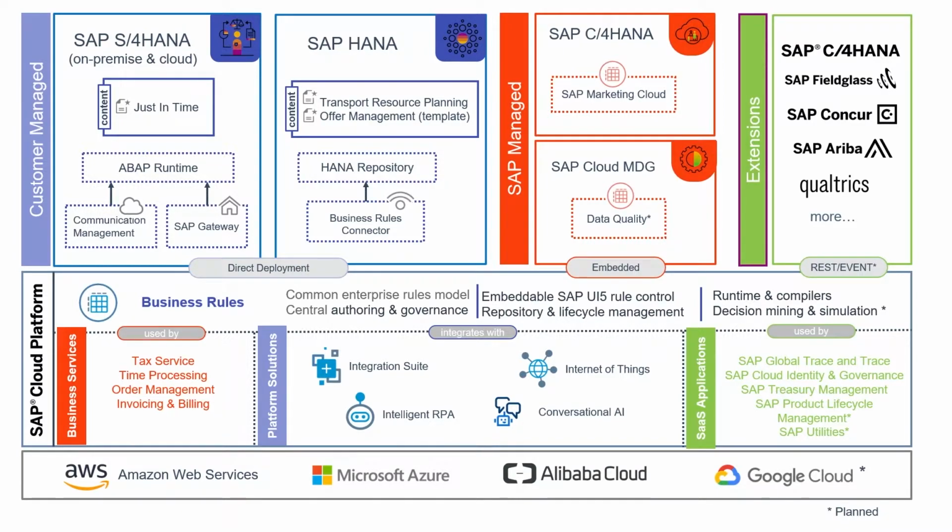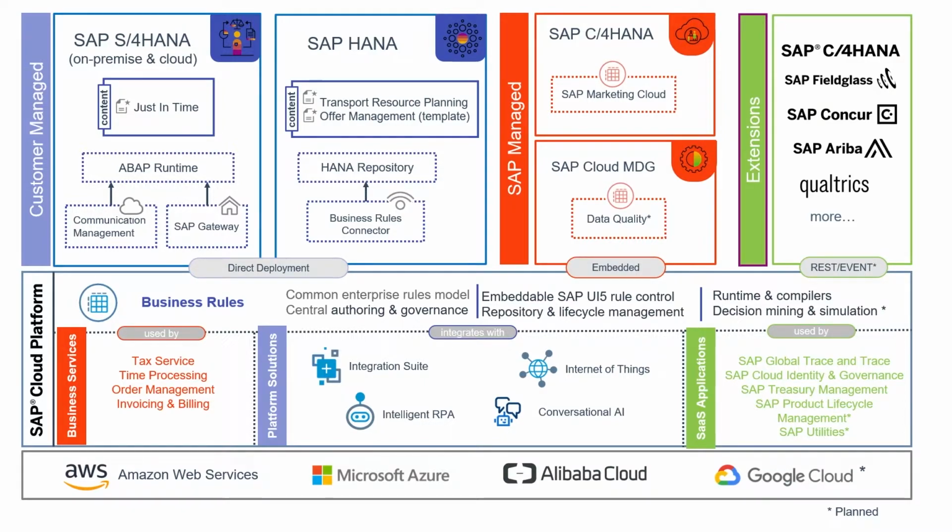Then you've got some more stuff which is running on the SAP Cloud Platform. So for example, the text service or the time processing service, as well as, it's wrong on this slide, but the SAP Global Track and Trace, the SAP Cloud Platform Identity and Governance are, for example, using business rules. Speaking from my area, SAP Utilities is also planning on heavily using the SAP Cloud Platform Workflow Management.